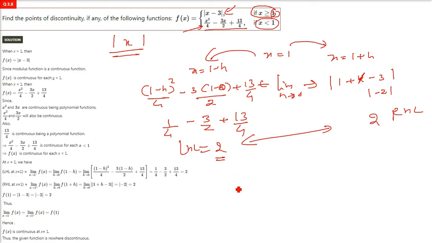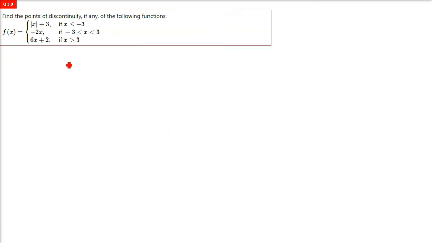So this will be mod x minus 3. So f(1) we have to find out because this is the equality sign. And for this we are going to use this mod x minus 3. So 1 minus 3 it is, again minus 2 modulus, so it will be 2. Now what you see here is the left hand limit and the right hand limit, and the value of the function at 1 is 2. That is, this given function is continuous because all these are continuity points.